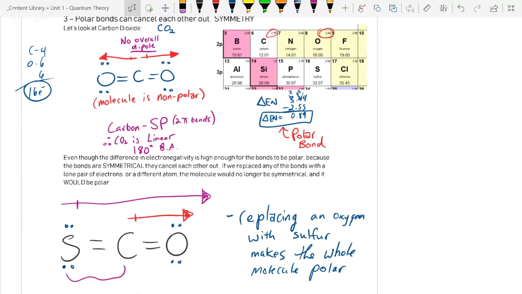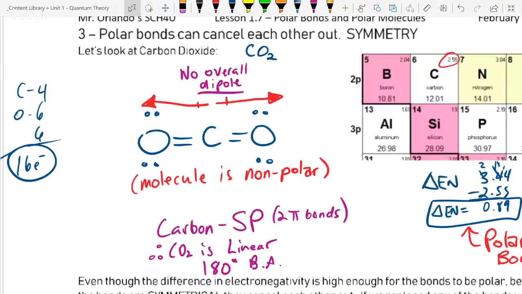Sorry? Does that make it more polar? No, so CO2, the way they work out is they cancel each other. So it's not polar at all. Even though we have two polar bonds, overall, not polar, because they cancel.